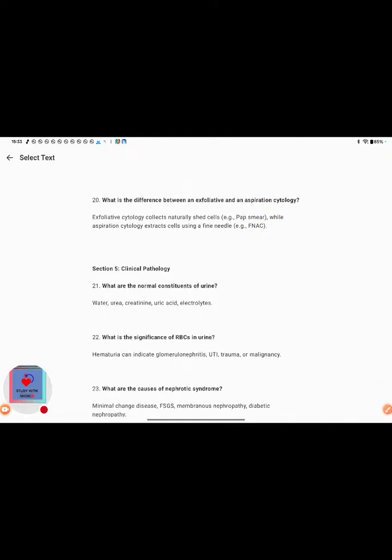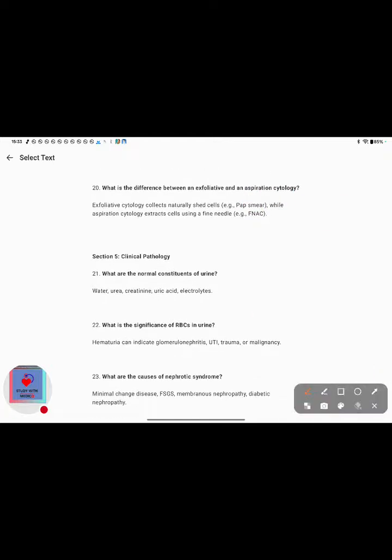Difference between exfoliative and aspiration cytology. In exfoliative cytology, we collect naturally shed cells, for example a Pap smear. While in aspiration cytology, we extract cells using a fine needle. We extract the cells, we aspirate. Exfoliative means we collect naturally shed cells.